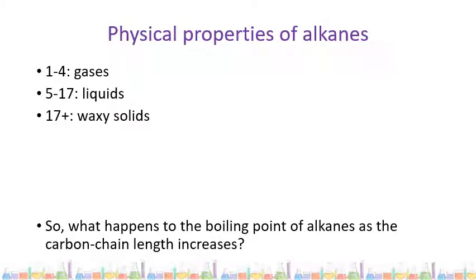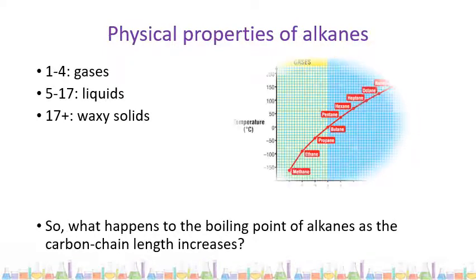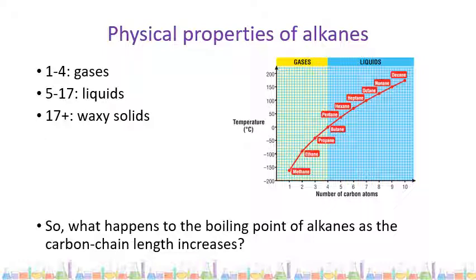So what I want you to think about for a second, you might pause: what happens to the boiling point of alkanes as the carbon chain length increases? And of course, the answer is the boiling point increases. So the smaller ones are gases. They have already boiled at room temperature. The middle ones from 5 to 17 are liquids at room temperature. So they haven't yet boiled, but it doesn't take long. You don't have to heat them up too much for them to boil. And then the ones from 17 onwards have much, much higher boiling points.